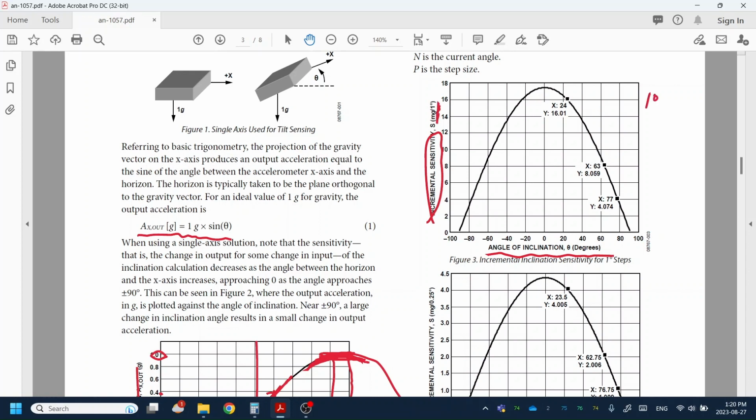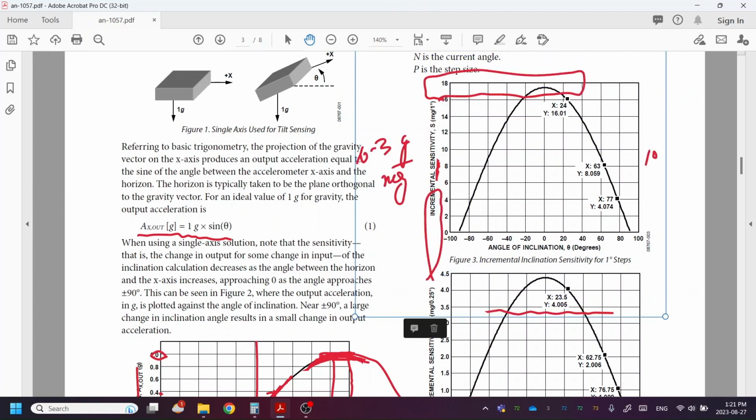This is for 1 degree increase of the inclination. So mg is milli-G, not milligram. Milli-G is basically 10 to the minus 3 G. G is gravity, gravitational force.